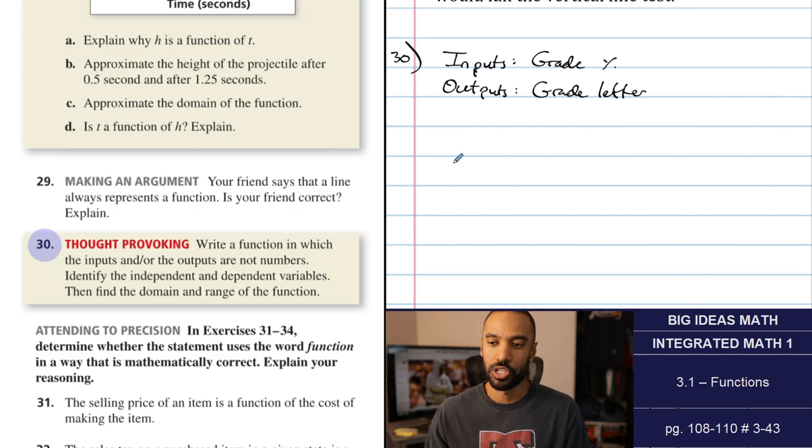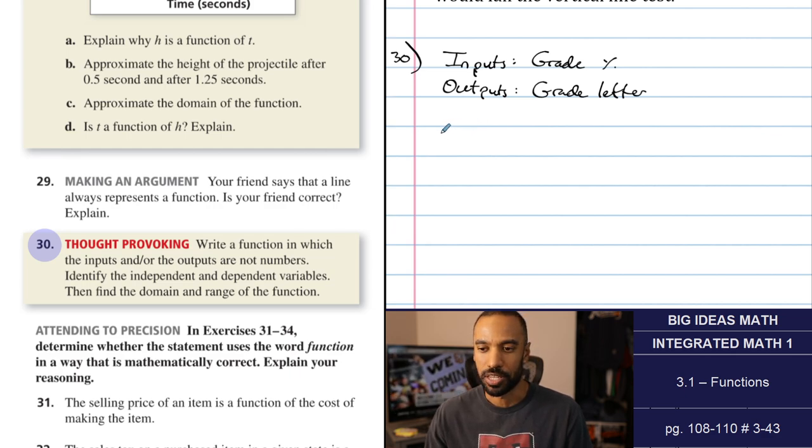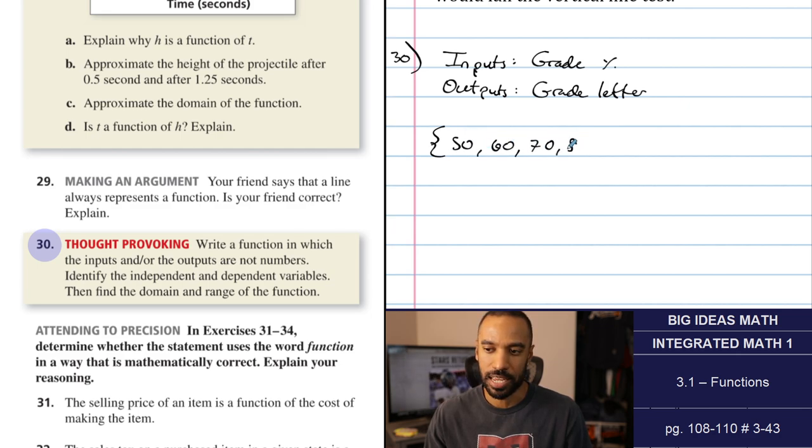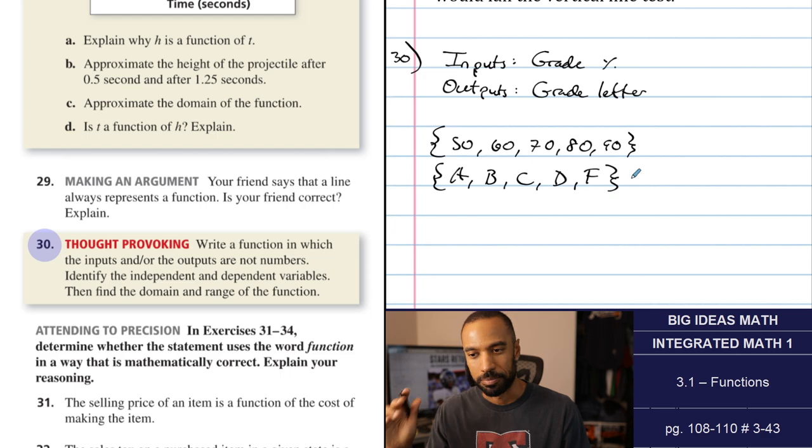So grade percentage. I don't want to write them as intervals. I'm just going to write the numbers like 50, 60 or something like that, right? So I'm making believe, okay? This is how the teacher is going to roll. 50%, 60, 70, 80, 90. Is that okay? And then we have A, B, C, D, F. No E. All right. Fine.